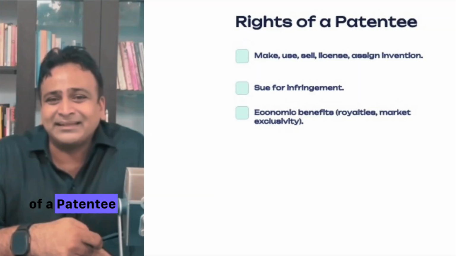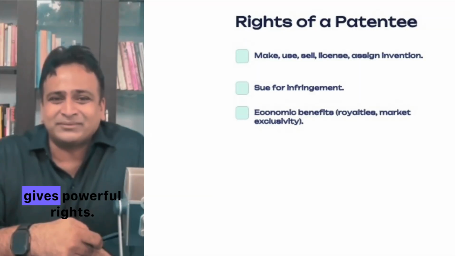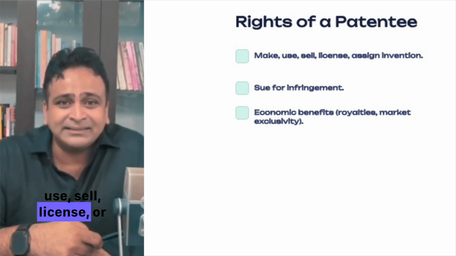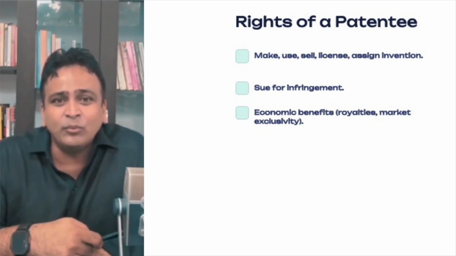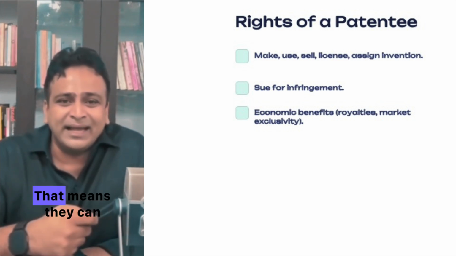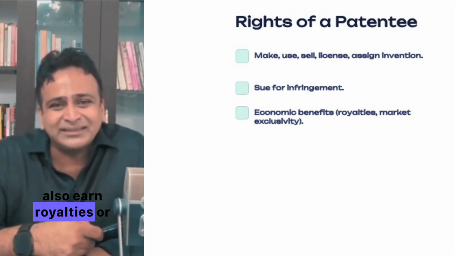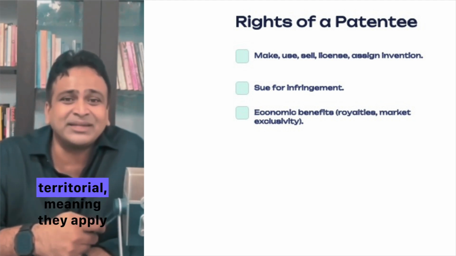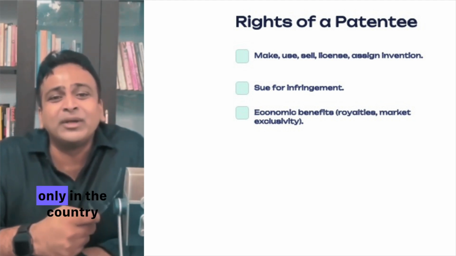Rights of a patentee. Once granted, a patent gives powerful rights. The inventor can make, use, sell, license, or assign the invention. More importantly, they can prevent others from doing so without permission. That means they can also earn royalties or profits by licensing the technology. But remember, these rights are territorial, meaning they apply only in the country where the patent is granted.